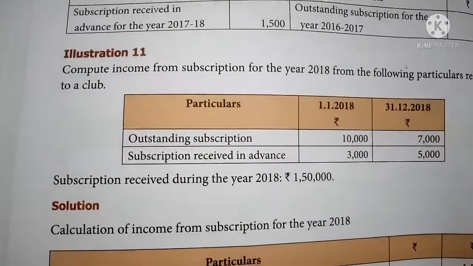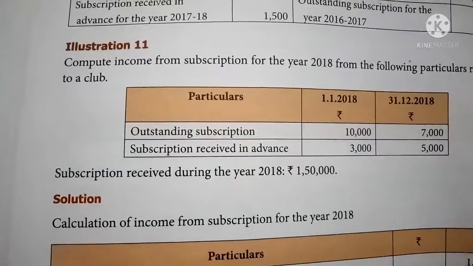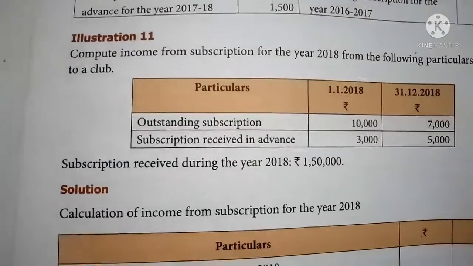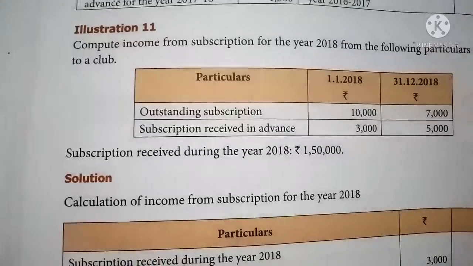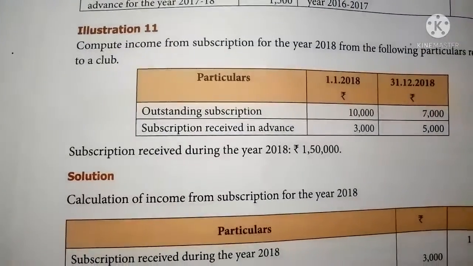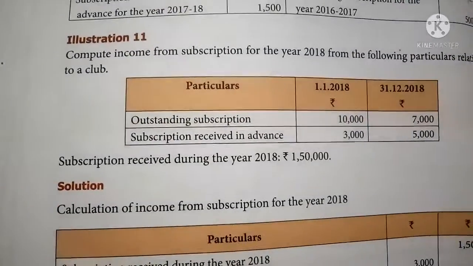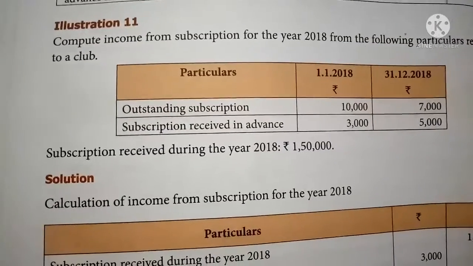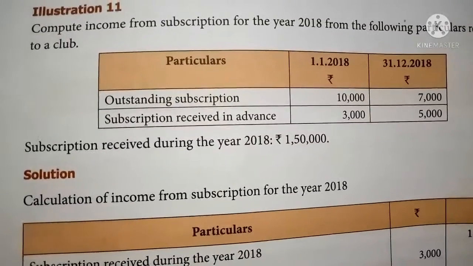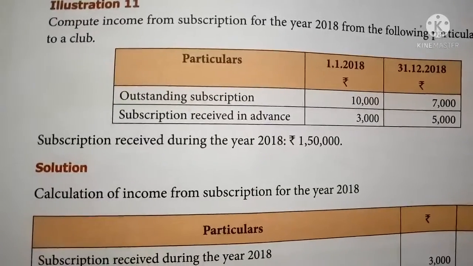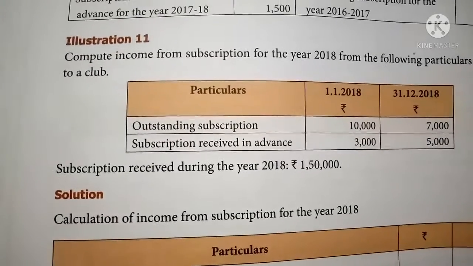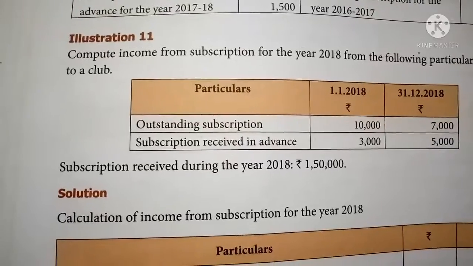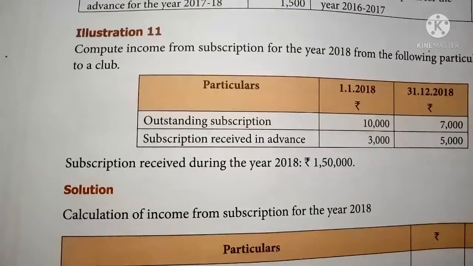In the example sum, they have given two dates of information. Outstanding subscription on 1/1/2018 is 10,000, that is the previous year, that is opening. Subscription received in advance is 3,000 in the previous year. Outstanding subscription for the current year is 7,000. Subscription received in advance for the current year is 5,000. And subscription received during the year 2018 is 1,50,000.